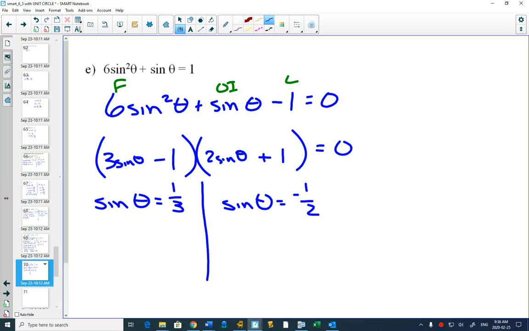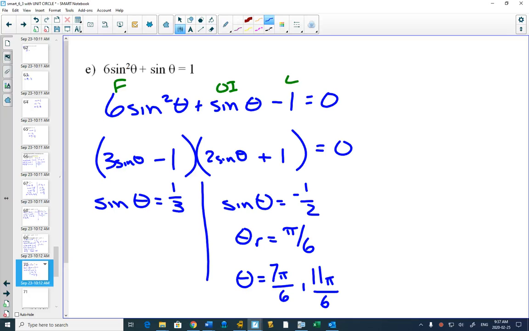What's your reference angle when sine is a half? 30 degrees, or pi over 6. Now again, we're in section E. If you go all the way back to A, the domain is in radians, so we're supposed to answer in radians. And since sine is negative, it would be in quadrants 3 and 4. So these are exact answers because we haven't rounded them. We kept them in terms of pi.